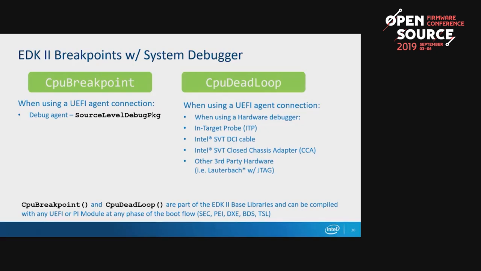Some of you may be familiar with CPU dead loop, which is basically what we used to do. We'll set an infinite loop there so that it'll stop basically, and we can debug starting from there. The problem with doing that is that your system trace is probably going to be filled with stuff that's not very valuable or interesting to the specific thing that you're trying to do. So there is a better way.